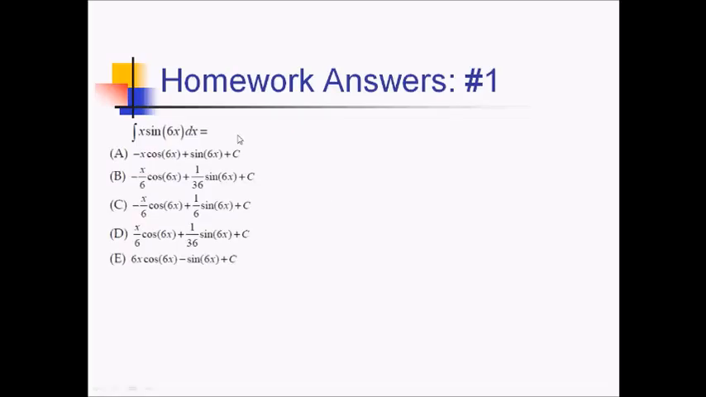On this problem, we're trying to find the antiderivative of this expression. So I've got an x, I've got a sine of 6x. There's no way to combine these or use any kind of substitution to help me here. So I'm going to have to use integration by parts.